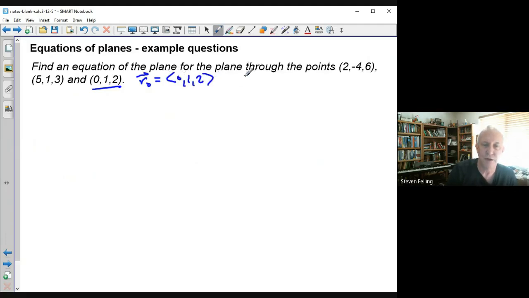And then I need to have a normal vector, n, okay? But that has to be perpendicular to the plane, but the only thing I have is 2 other points on the plane.